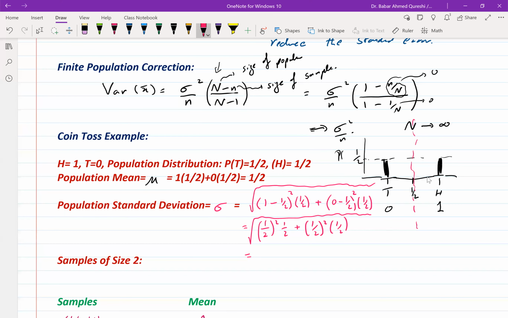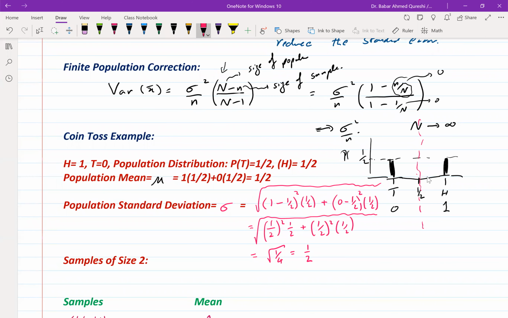So I get 1 by 4 times half plus 1 by 4 times half. So I get a 1 by 4 square root. So I get a standard deviation of half, which gives me a very good estimate, because it says that the central value is here and I have a standard deviation. I expect to deviate by half on each side. And that's a very good estimate.